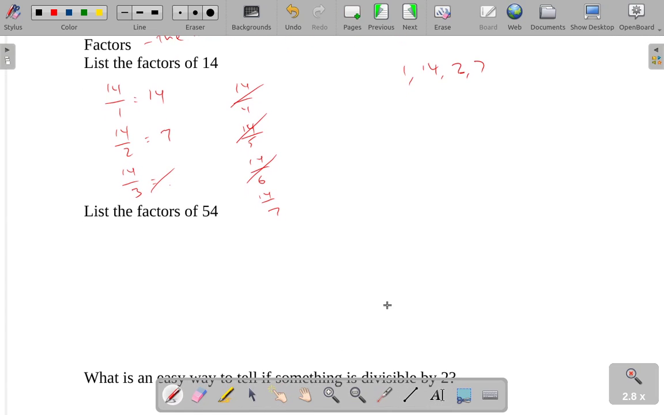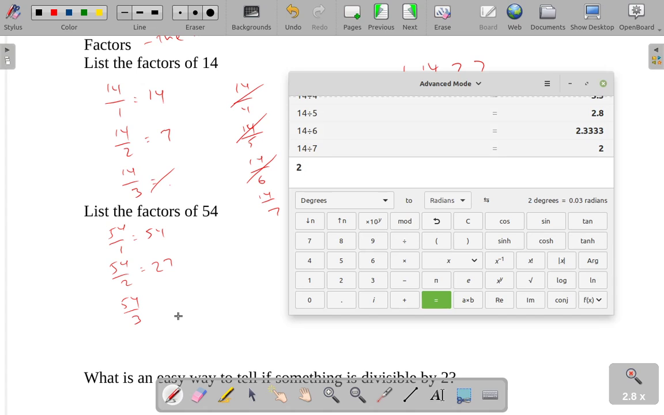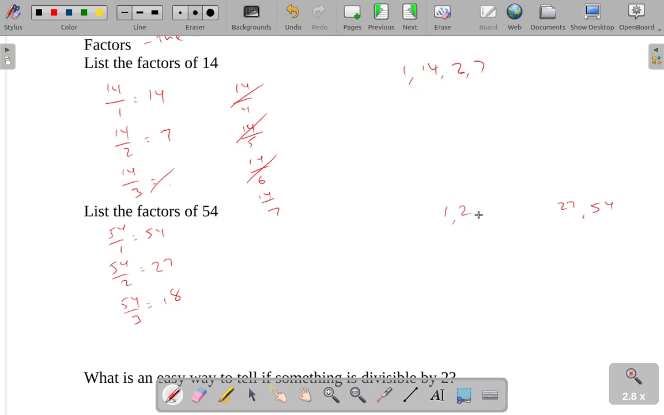So let's do the same thing for 54. You can see 54 is going to be a lot longer list if we were to go through all of this. Let's see, 54 divided by 1 clearly works. That's equal to 54. So we get 1 and 54. I'll write it out like this, so that I don't have to rewrite these things to get them in order. 54 divided by 2 is, well, let's see, that's 27, it looks like. So 2 and 27 are factors also. 54 divided by 3, let's pull out the calculator here. 54 divided by 3 is 18. Hey, that one works too. So that means both 3 and 18 are factors.